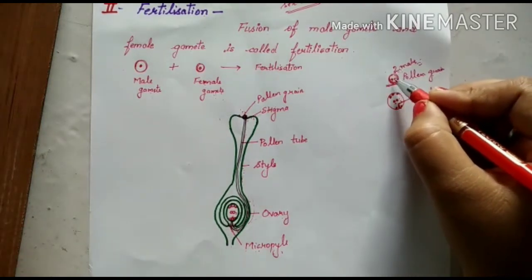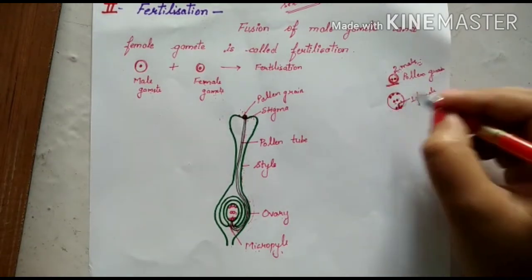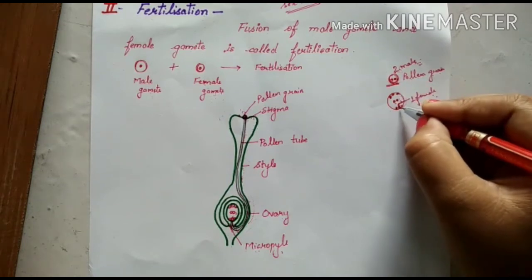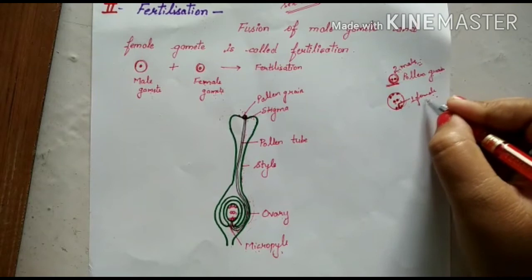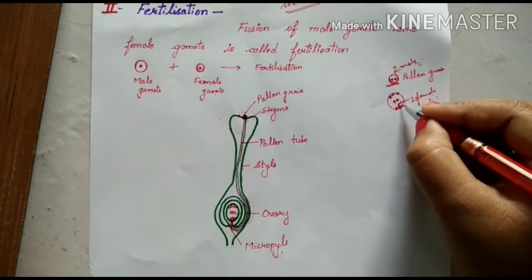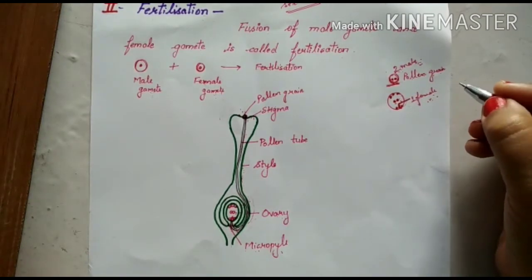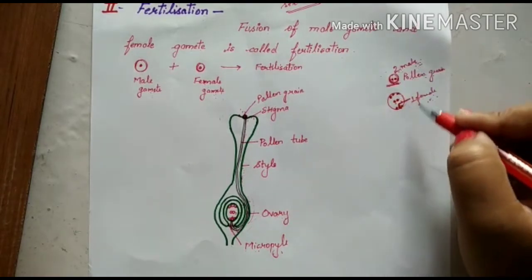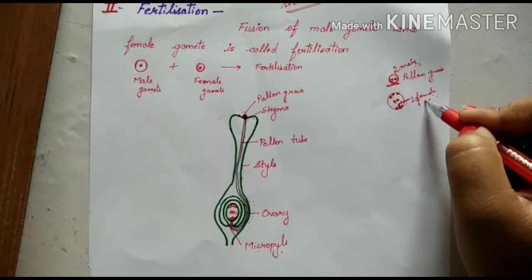Pollen grains contain 2 male gametes, and this embryo sac contains 8 nuclei, 1, 2, 3, 4, 5, 6, 7, 8, in which only one is the female gamete. Among these 8 nuclei, only one is the female gamete or female sex cell. In pollen grains there are 2 male gametes, but in this embryo sac there is only one female gamete.